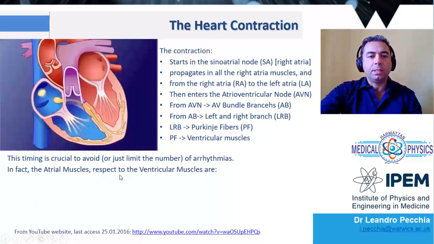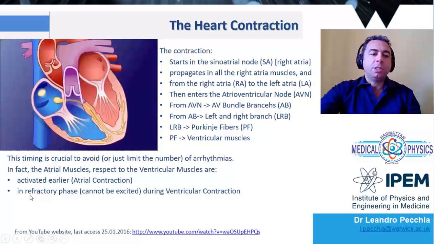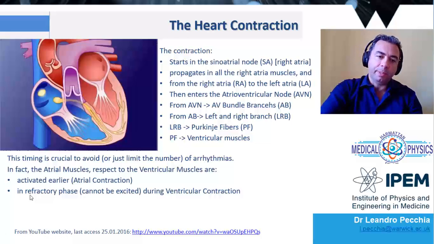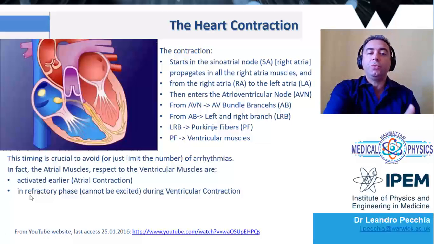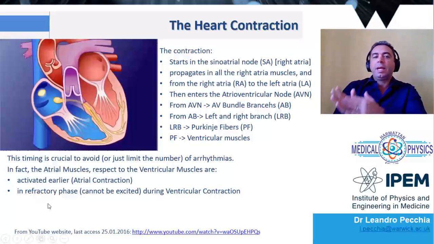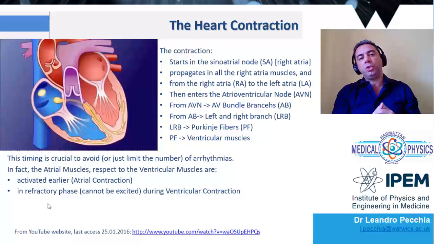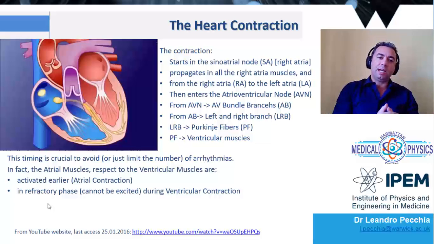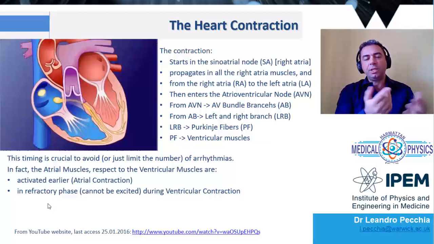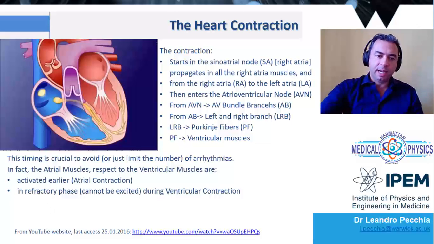In fact, the atrial muscles with respect to the ventricular muscles are activated earlier. Atrial contraction starts first. They enter in a period which is called the refractory period, which means that they cannot be excited for a period of time. Therefore, the ventricular contraction cannot send the signal back to the atria. So the atria can trigger the ventricles, but the ventricles cannot trigger the atria. And that's because after contracting, the heart muscles, the atria in this case, have a period which is called refractory phase, in which they cannot be excited again.